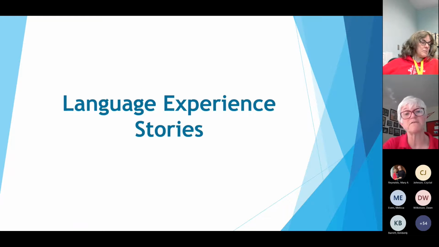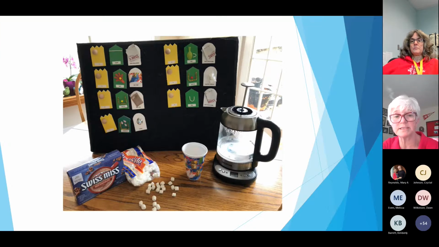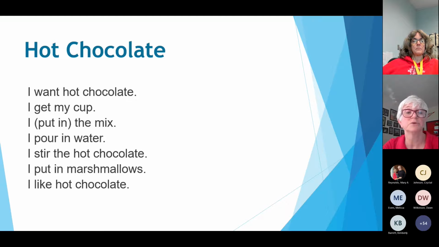So one of my favorite ways to use the cards is for language experience stories. So I made up this one. I don't have a video because I've not done it with a student, but this one was making hot chocolate. So you would make hot chocolate with the student, and then you could come up with a story. The story I came up with was, I want hot chocolate, or you could have the student help you come up with the story, which would be even better.